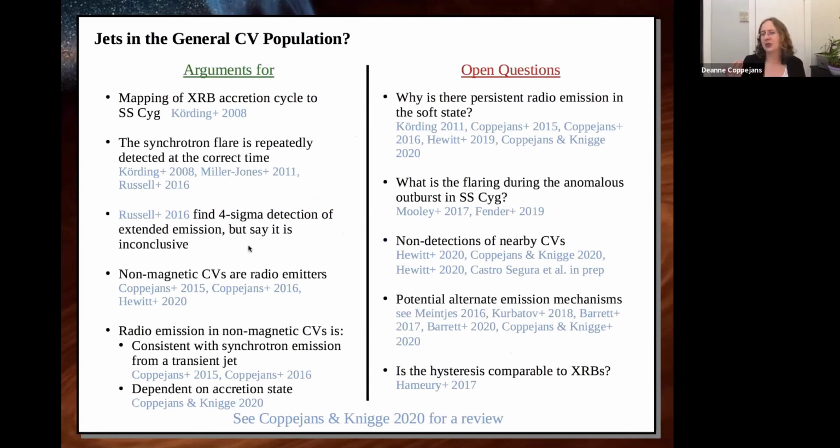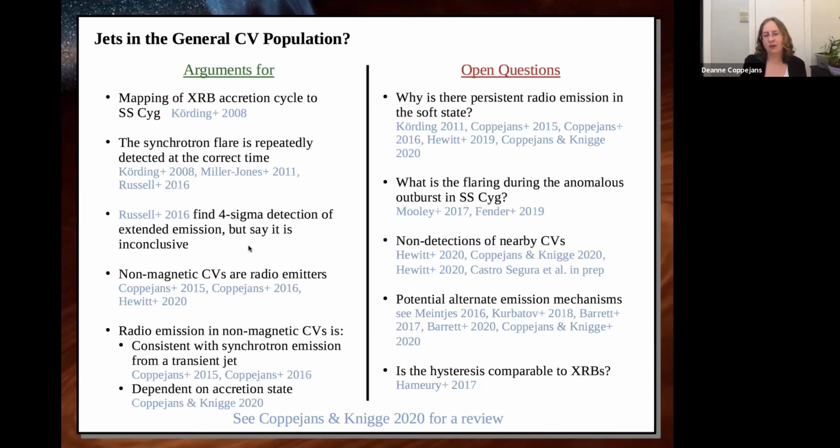Firstly, why is there persistent radio emission in the equivalent of the soft state? Now, we do occasionally see some X-ray binaries with persistent radio emission in the soft state as well. Secondly, there are some anomalous outbursts of SS Cygni that show flaring that we can't ascribe to this model. And there are also some non-detections of nearby CVs in outburst and some potential alternate emission mechanisms that we need to explore further. So please see Coppejans and Knigge 2020 for a review of this.